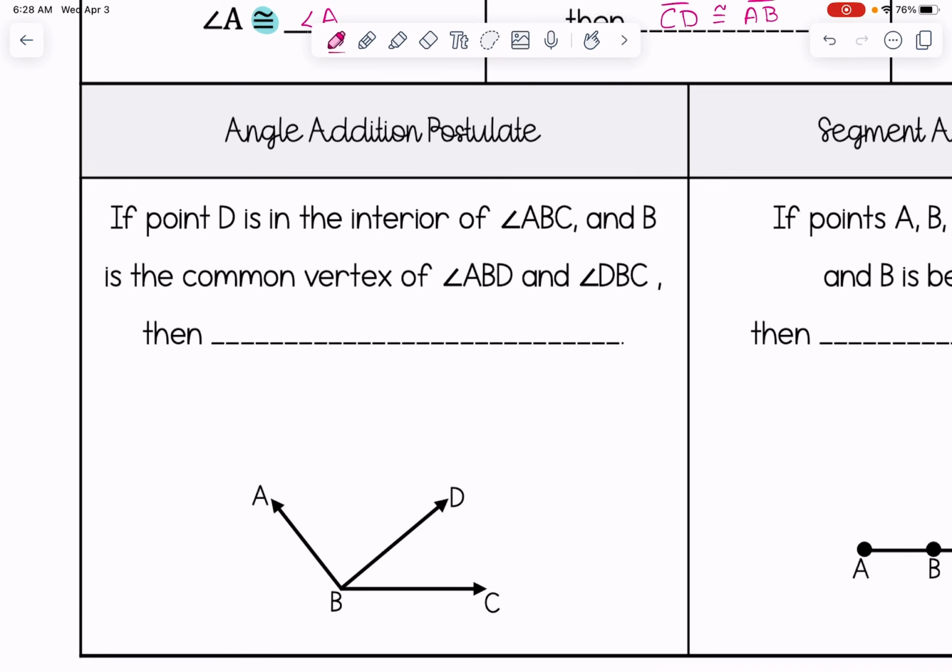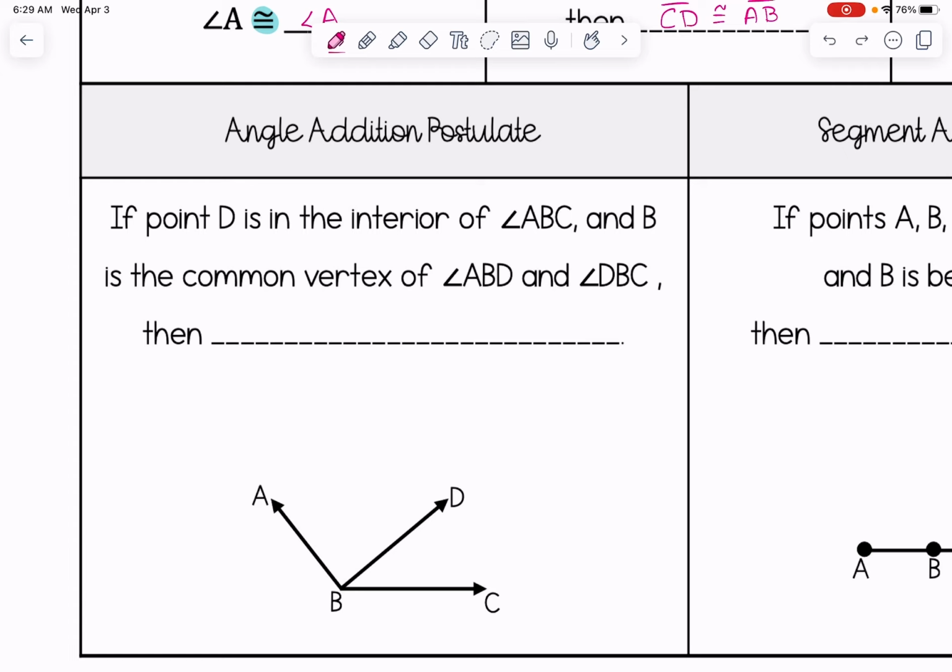So let's look at the angle addition. If point D is in the interior of angle ABC, and B is the common vertex of angle ABD and angle DBC, then so let's think about how we have this written here. So if D is in the interior of the angle, we see that here. It is inside angle ABC. And we see that these two angles, ABD and DBC, share point B as their vertex.